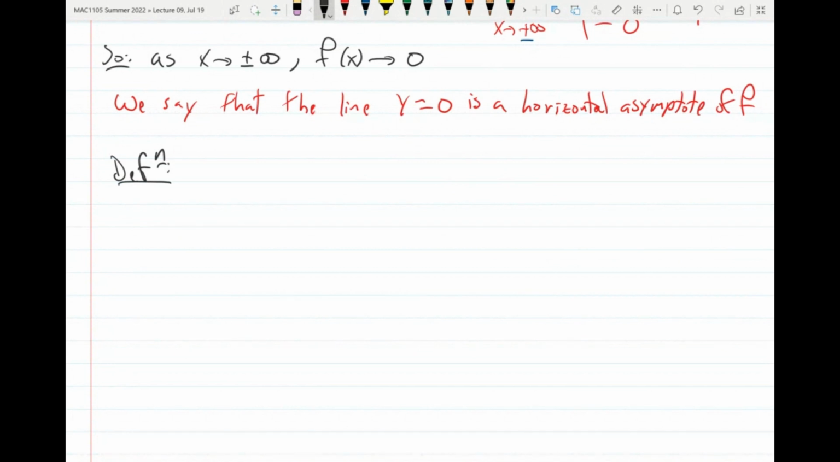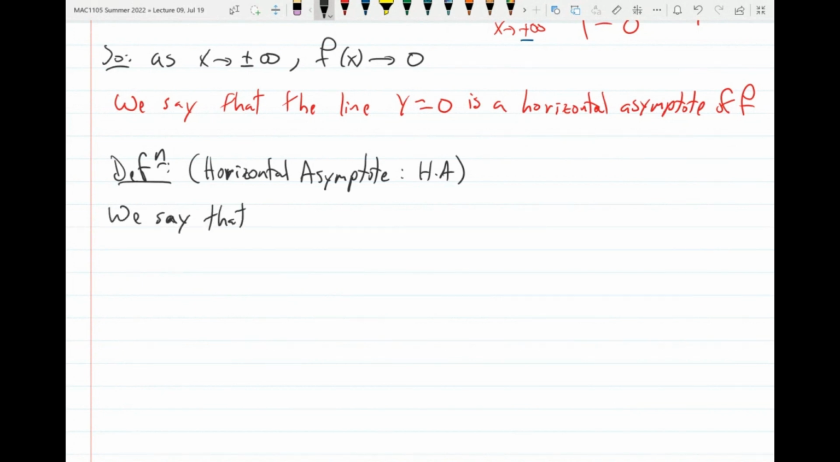So, definition of horizontal asymptote. We say this is horizontal asymptotes. I'm going to abbreviate this by HA, okay? So we say that y equals b is a horizontal asymptote of f. Now, it doesn't have to be a rational function, okay? This is for any function.